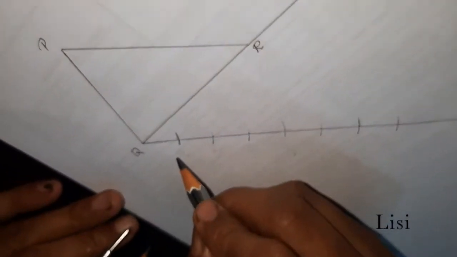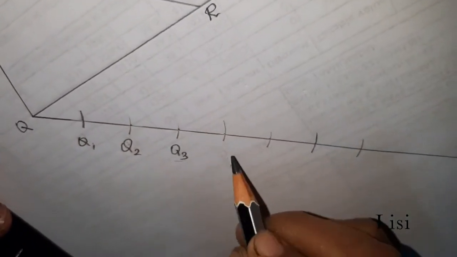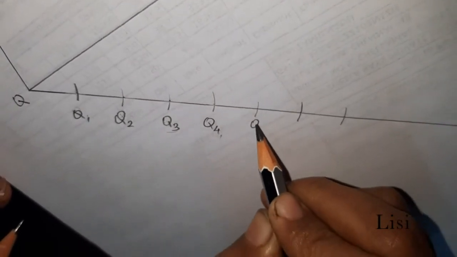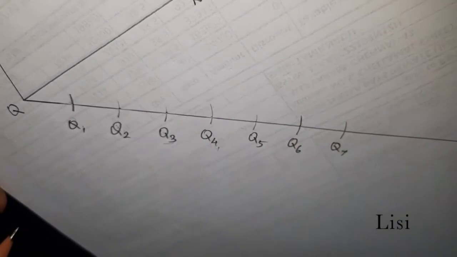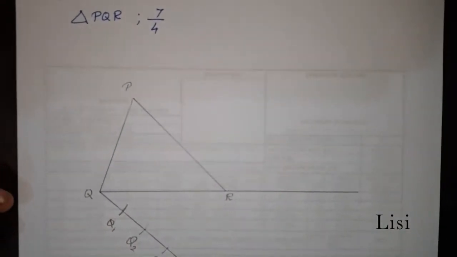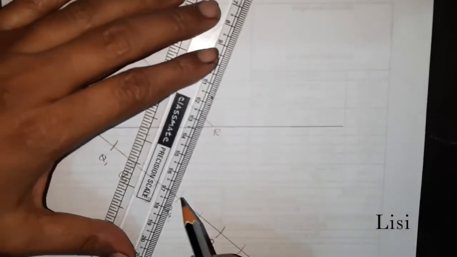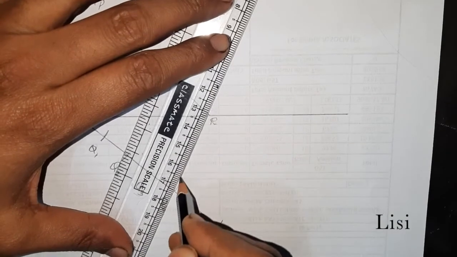Mark it. Q1, Q2, Q3, Q4, Q5, Q6 and Q7. Okay. And now you see the denominator you are having 4. So you go with your Q4. Join the Q4 with your R.